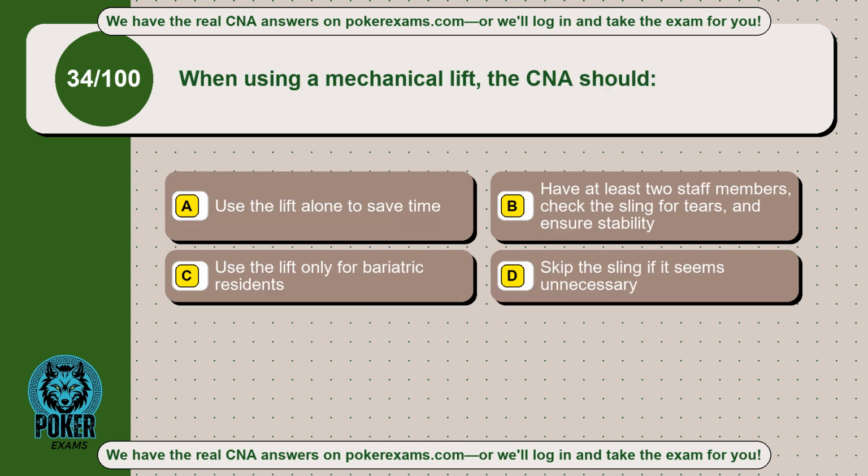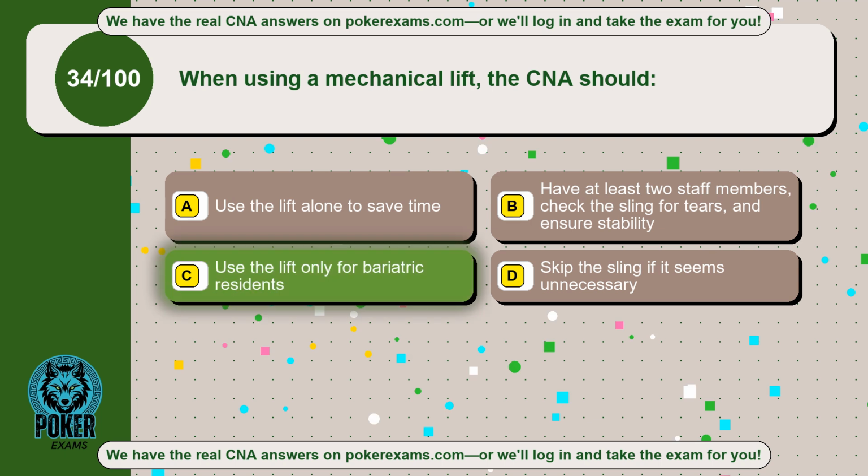Question 34. When using a mechanical lift, the CNA should: Option A. Use the lift alone to save time. Option B. Have at least 2 staff members, check the sling for tears, and ensure stability. Option C. Use the lift only for bariatric residents. Option D. Skip the sling if it seems unnecessary.